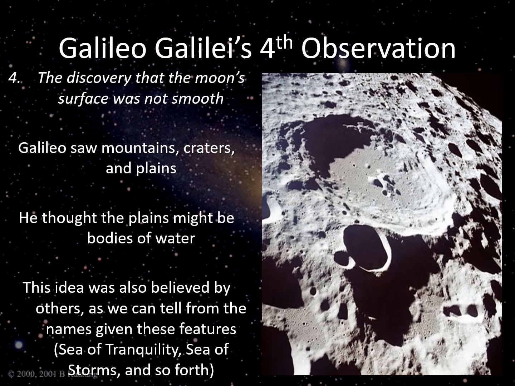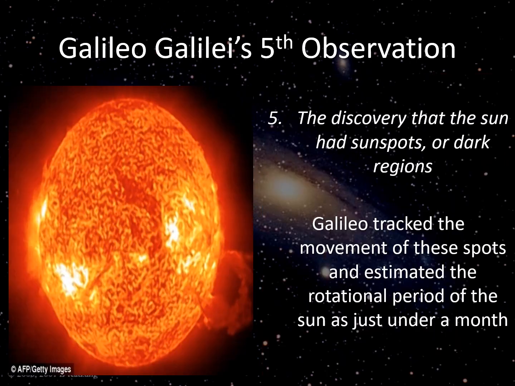He thought that the plains must be bodies of water, which was wrong, but not as wrong as some of the other things that earlier astronomers had said. And this idea was also believed by others, as we can tell from the names given to these features. And so his fifth observation was that the sun had sunspots, or dark regions. Galileo tracked the movements of the spots and estimated that the rotational period of the sun is just under a month.